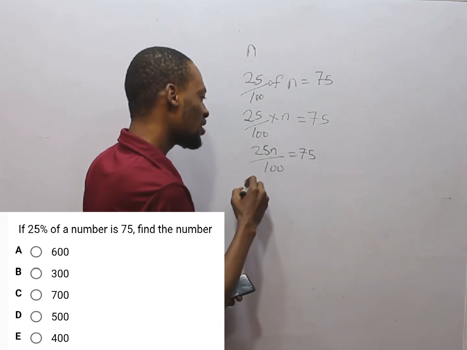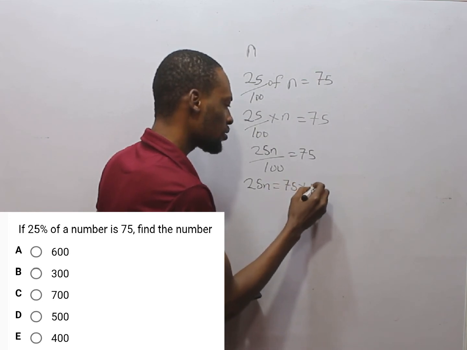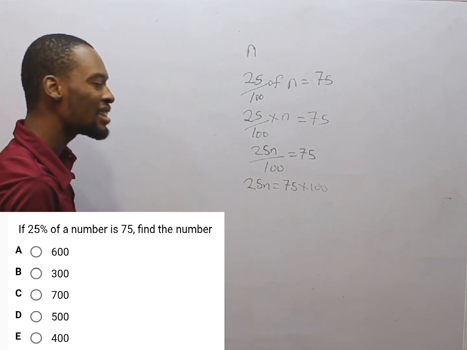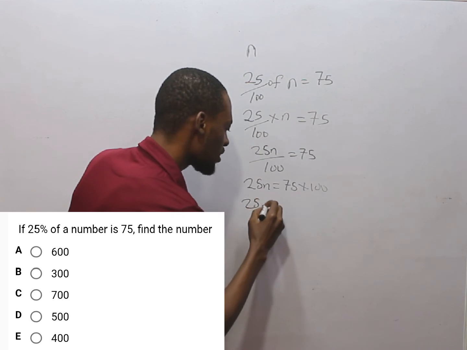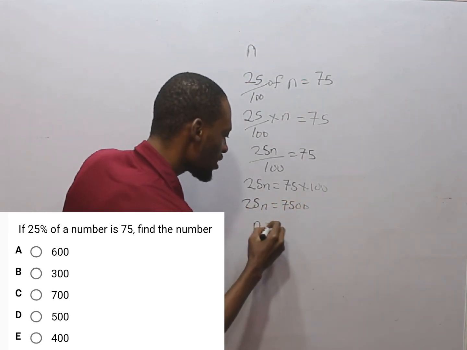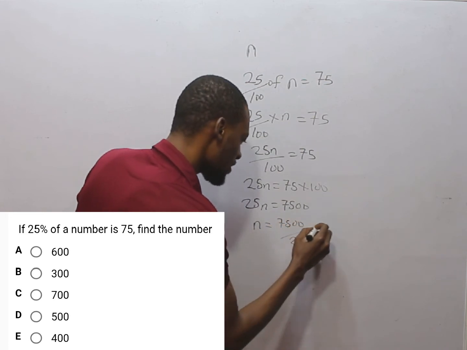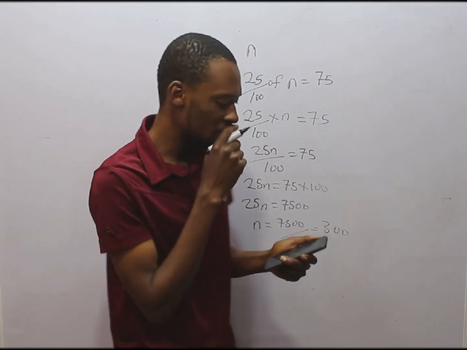Cross multiplying, 25n is equal to 75 times 100. When you multiply a whole number by 100, the result is simply adding 2 zeros to the number. This is 25n is equal to 7500. n is 7500 over 25. This will give you 300, I guess. So that is the number.